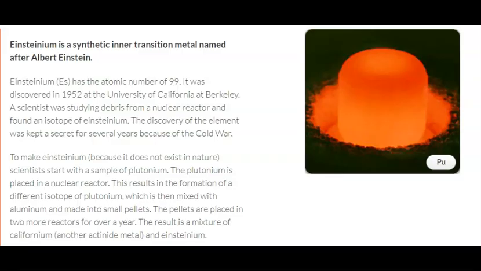To make Einsteinium, because it does not exist in nature, scientists start with a sample of plutonium. The plutonium is placed in a nuclear reactor. This results in the formation of a different isotope of plutonium, which is then mixed with aluminum and made into small pellets. The pellets are placed in 2 more reactors for over a year. The result is a mixture of californium, another actinide metal, and Einsteinium.